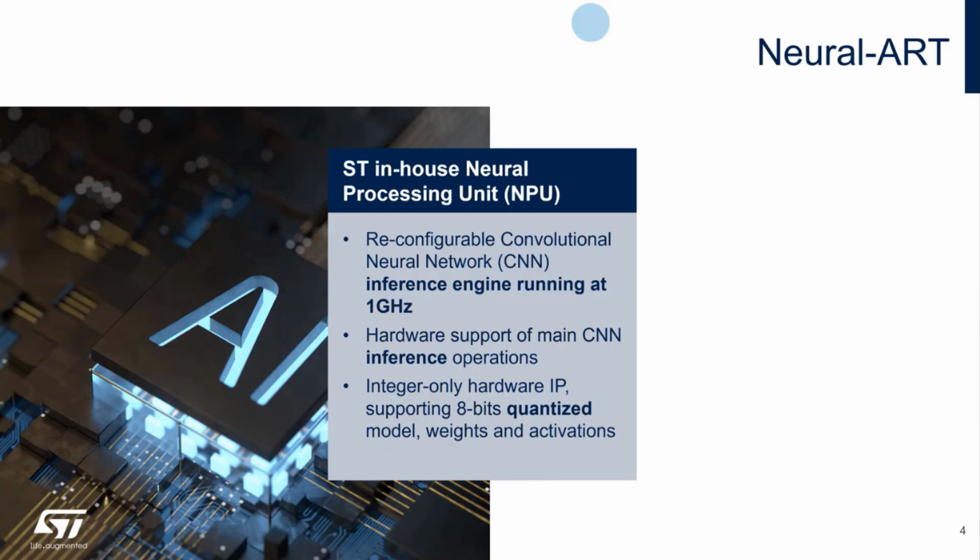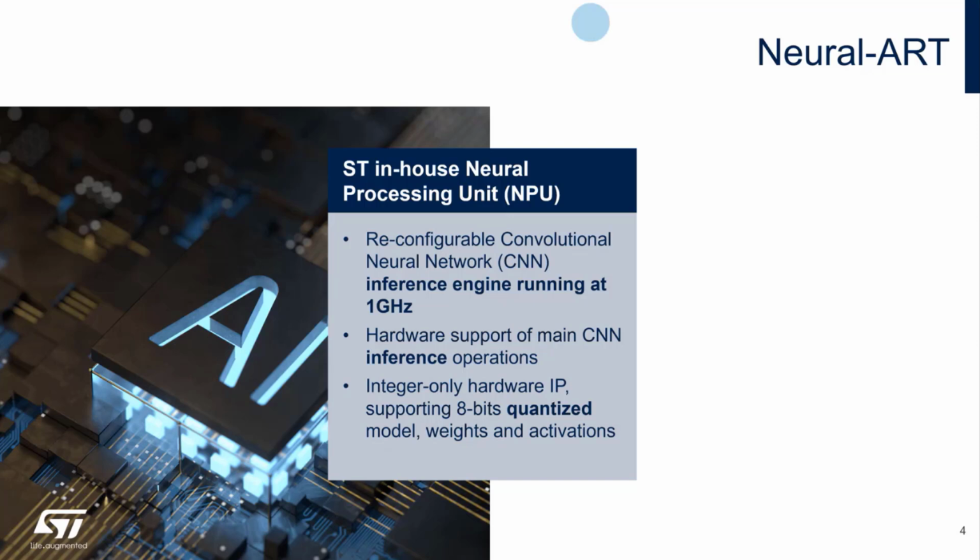So what is a convolutional neural network? It's a neural network first, but it's a very complex one, since it processes images. And we will see later in the slide set, it has some additional steps that will also be accelerated in hardware in this case. So a convolutional network, I would say, is more than a neural network. It means that the Neural-ART is able to process a regular neural network as well. So the NPU provides hardware support for the main convolutional neural network inference operations. We will come to that.